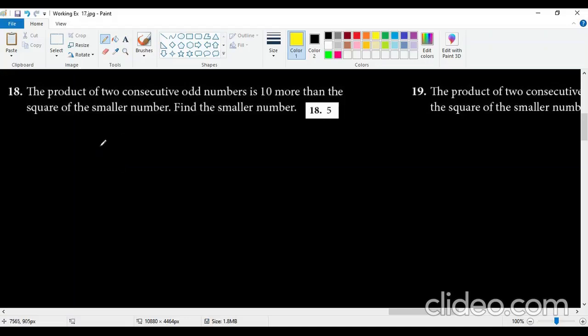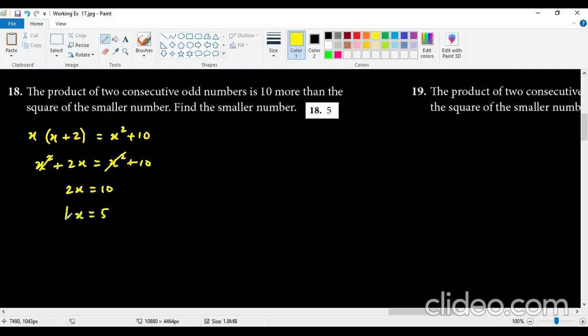18. The product of two consecutive odd numbers. That means first number is x and the second number is x plus 2. When they multiply together, the product gives us 10 more than the square of the smaller number. That means the square is this, and 10 more than the square of the smaller number. That means it is this. In here, we simplify this and it gives us x square plus 2x equals x square plus 10. x square and x square are going to be cancelled. So 2x equals 10, and x will be equal to 5, which is 10 divided by 2 gives you a 5. This is the answer for question number 18.